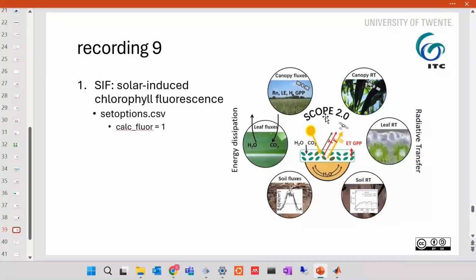Hello, I'm Yegor Prikazuk, and this is the user guide of the SCOPE model, Soil Canopy Observation of Photochemistry and Energy Fluxes. Today, we are going to talk about the major application, solar-induced chlorophyll fluorescence.